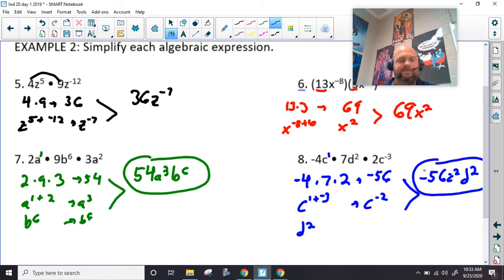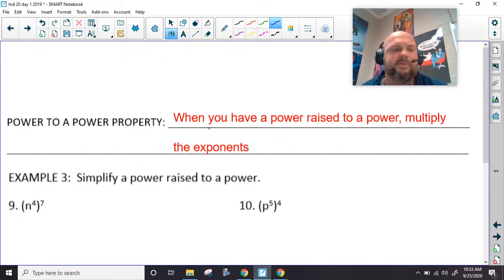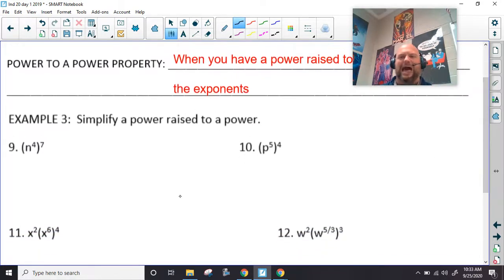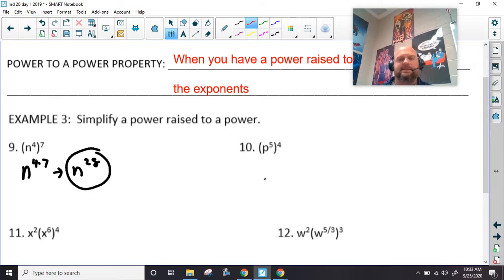Now what we do next is look at our next rule. When you have a power raised to a power, you actually multiply the exponents. I'm going to show you how simple this is. Power to power. If Arnold Schwarzenegger was your teacher, you're the wimpy person. So this is 4 times 7, n to the 28. Bam! That's it. 5 times 4, p to the 20th.